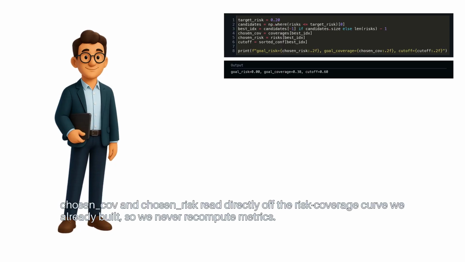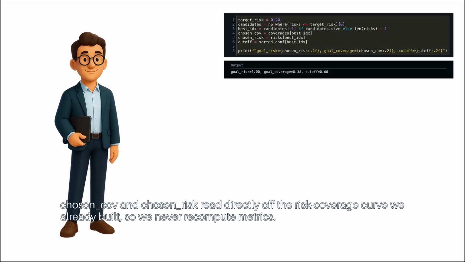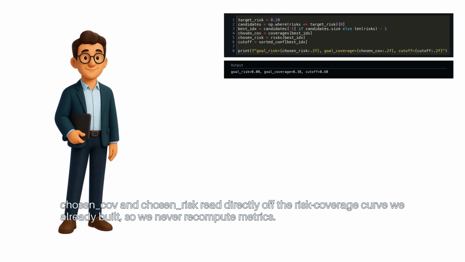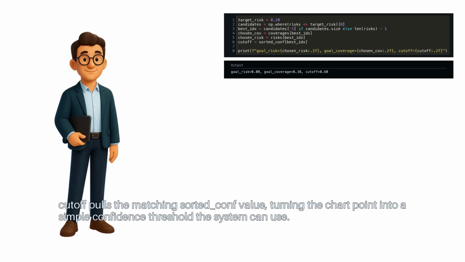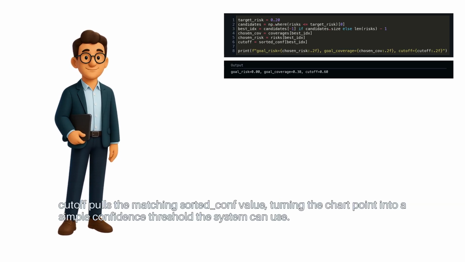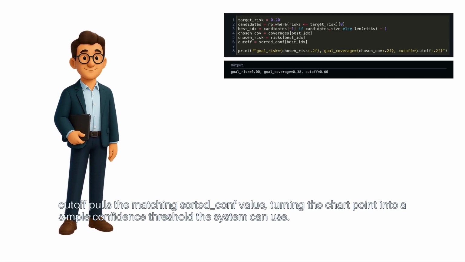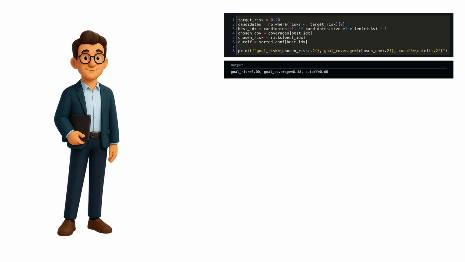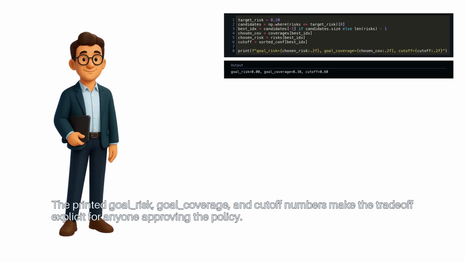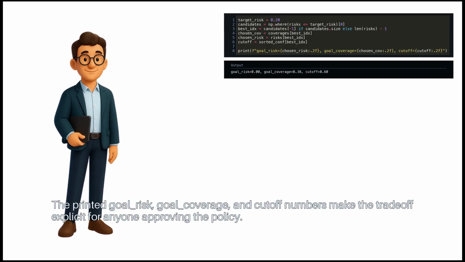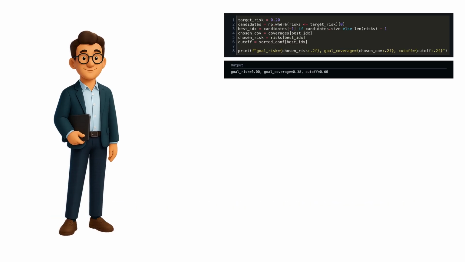Chosen cov and chosen risk read directly off the risk coverage curve we already built, so we never recompute metrics. Cutoff pulls the matching sorted conf value, turning the chart point into a simple confidence threshold the system can use. The printed goal risk, goal coverage, and cutoff numbers make the trade-off explicit for anyone approving the policy.